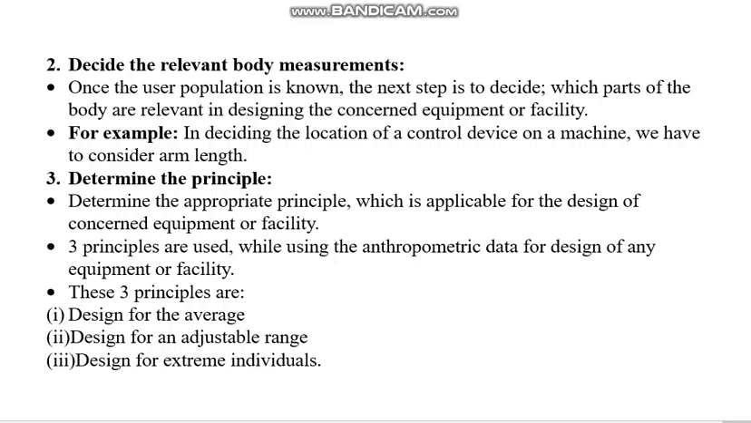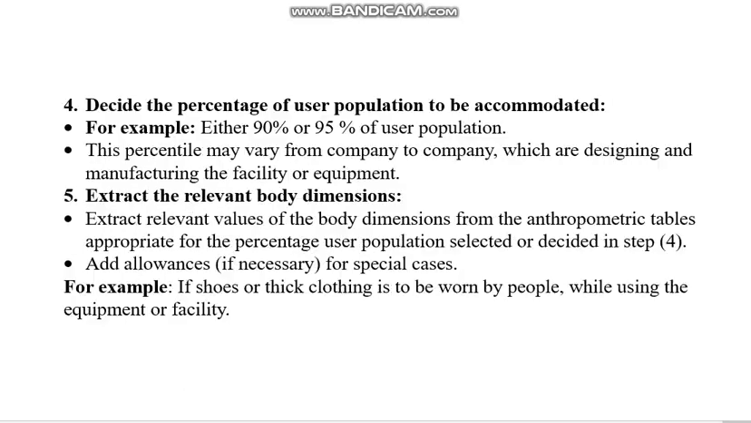Then design for extreme individuals. Extreme individuals means a very fat person who cannot sit in one seat, or a very fat person who cannot enter through the door, or a very tall person. Those are extremes, and for them you have to design. Determine the principles. The fourth one: decide the percentage of user population to be accommodated.